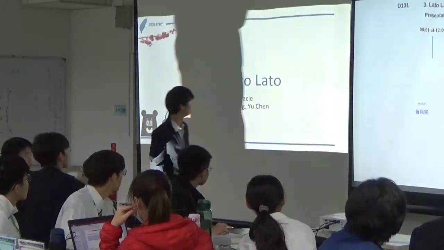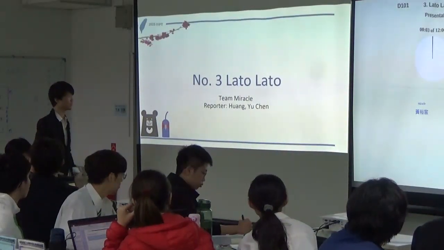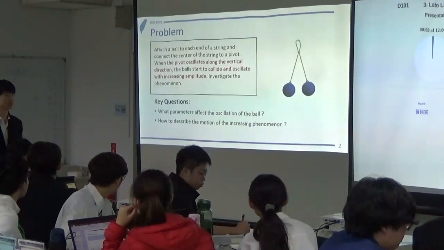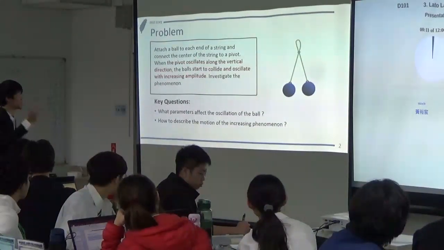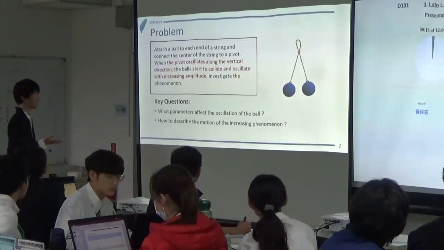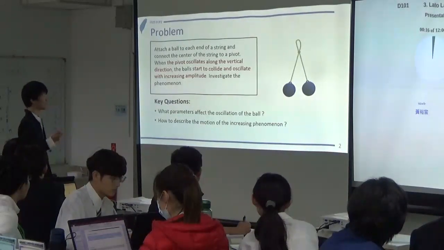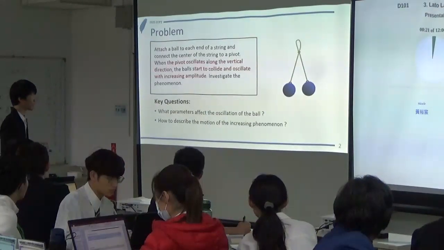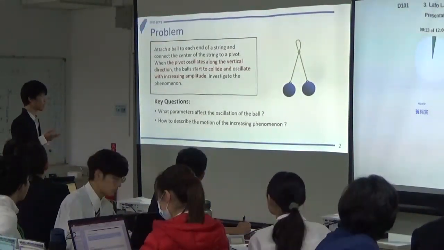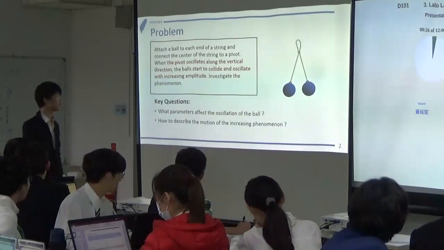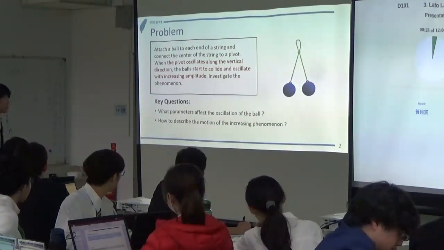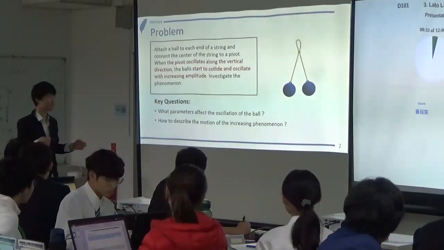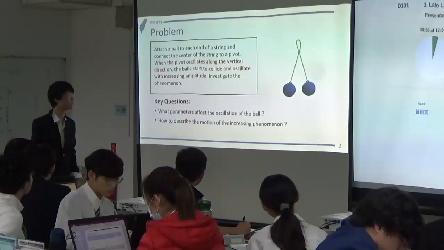I'm the reporter from Team Verify. Now I'm going to report problem number 3. The first is the problem statement. Attach a ball to each end of the string and connect the center of the string to a pivot. When the pivot oscillates along the vertical direction, the ball starts to collide and oscillate with increasing amplitude. Investigate the phenomenon. The key questions are what parameters affect the oscillation of the ball and how to describe the motion of the increasing phenomenon.